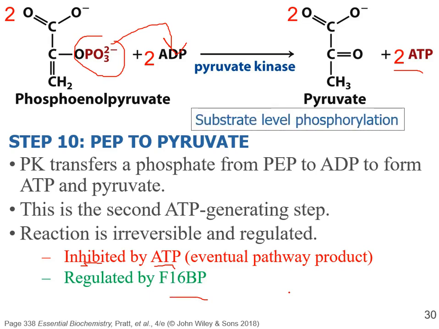Oh, but we should also point out this is another example of substrate level phosphorylation, right? Because we made ATP and we donated a phosphate group from a substrate, phosphoenolpyruvate, to make ATP.